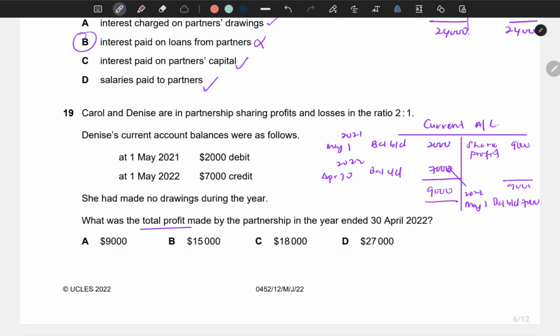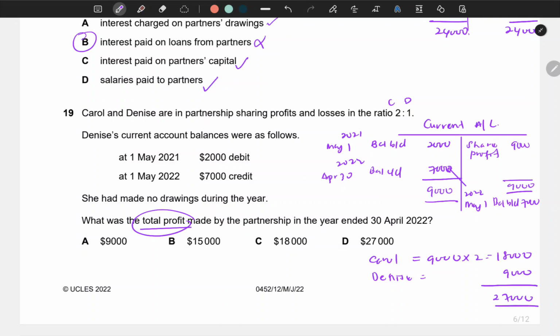But it is not finished yet, because they are asking for the total profit. Carol and Dina are in partnership 2:1. Carol gets 2, Dina gets 1. If Dina got 9,000, how much did Carol get? Carol's profit is 9,000 multiplied by 2, which is 18,000. Dina got 9,000. Add together, 27,000. So the answer is D.